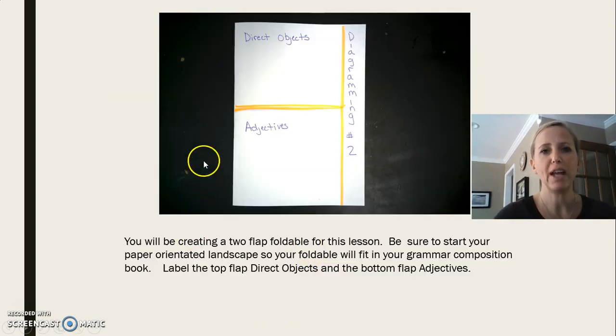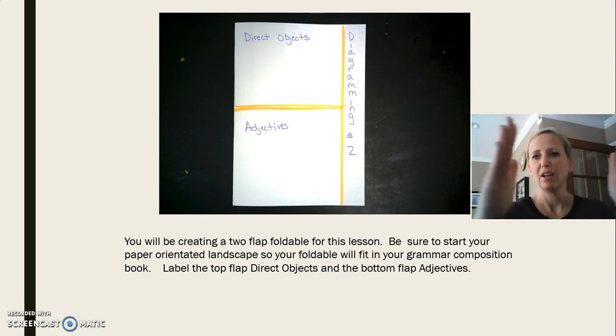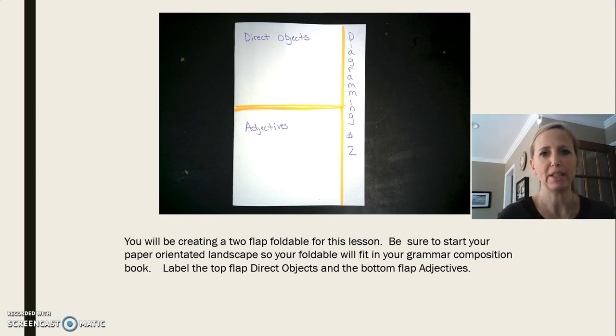You are going to be creating a two-flap foldable. I do want you to start off with your paper landscape style, long ways, not tall ways. And then you're going to fold it. You're going to leave it so that you see this diagramming right here. The top flap should say direct objects and the bottom flap should say adjectives. I highlighted it so you could see where I cut and folded, but you don't need to do that. So pause the tape and get that created.